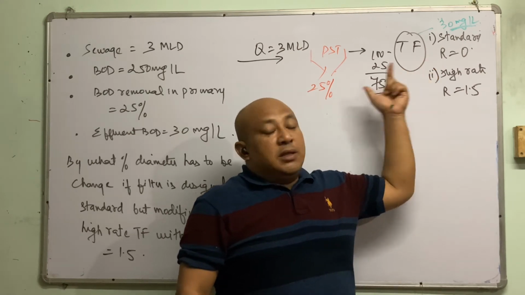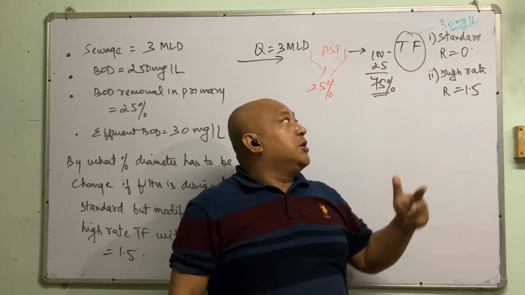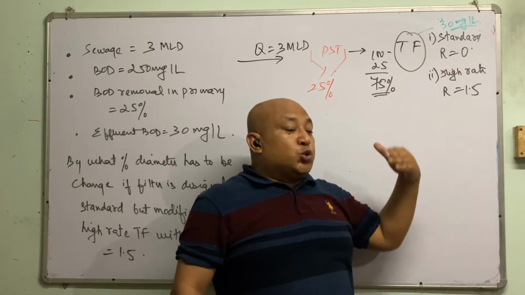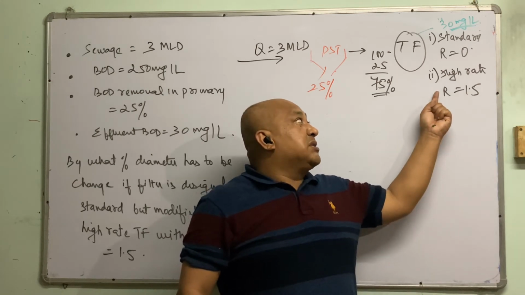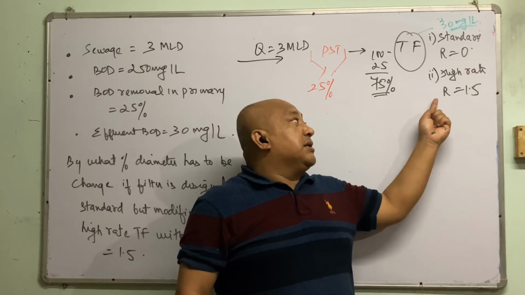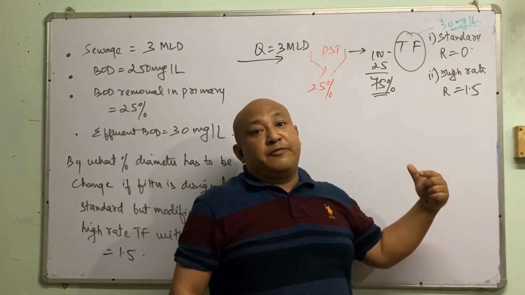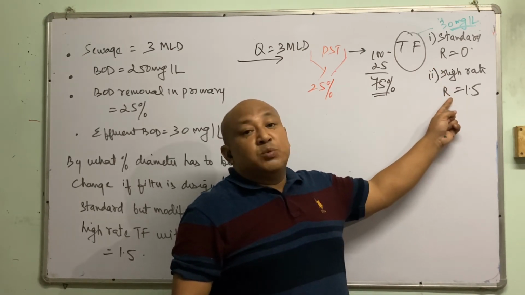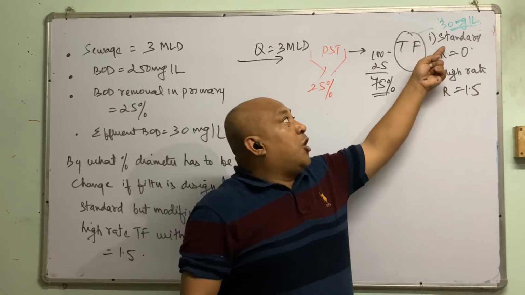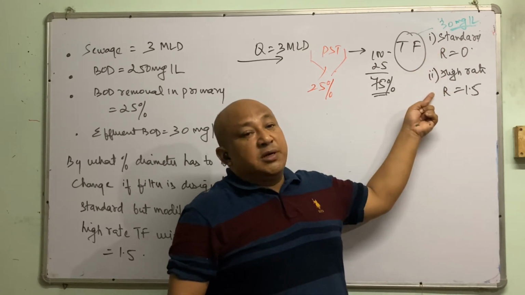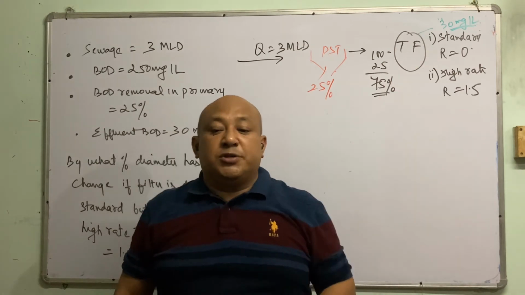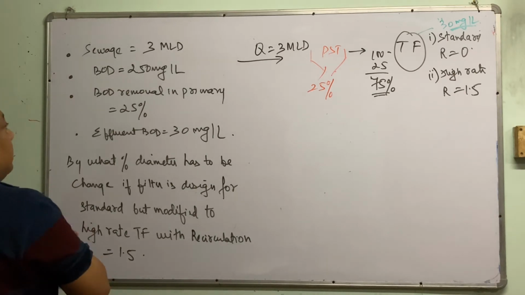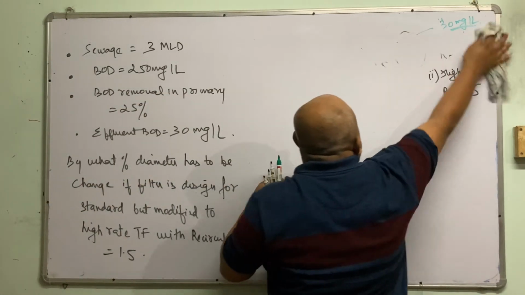To remove this, the questioner wants the design in two ways. One is the standard design, with no recirculation. Number two, to achieve the efficiency, a high rate trickling filter design, that is, recirculation ratio is 1.5. Since this is going to be high rate, the diameter of this will be higher than this. So how much will the diameter change from here to here out of these two designs? That is the question. Okay, so now let me continue with the solution.